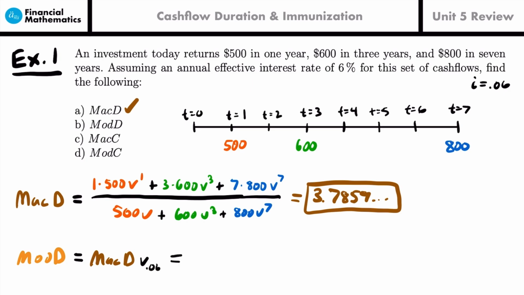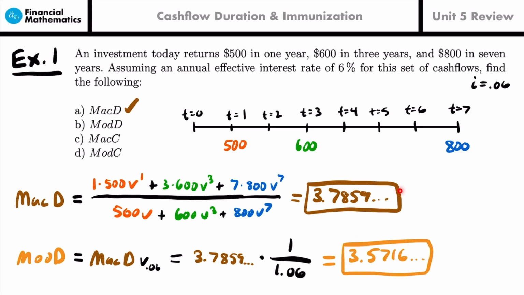And so to calculate our modified duration, we'll take that Macaulay duration that we just found, which is 3.7859 and some more decimals, and we'll multiply it by 1 divided by 1.06, right? That is this present value factor to the first power. It's 1 divided by 1 plus the interest rate, which is 0.06. And so if you multiply the Macaulay duration that we calculated by this present value factor, you will get a modified duration of 3.5716 and some more decimals. That is the modified duration for this set of cash flows. So that takes care of part B.